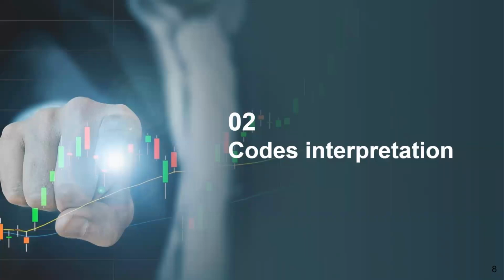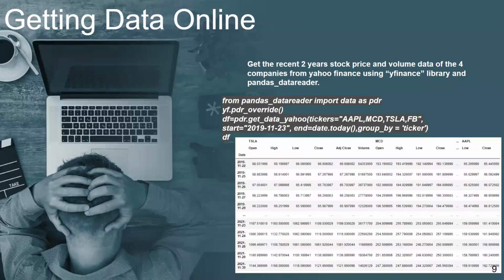The second part is code interpretation. First, we get 2 years of stock price and volume data of the four companies from Yahoo Finance using the yfinance library, from November 23 in 2019 to today. We can get a table with the four companies' open price, high price, low price, and adjusted close price.